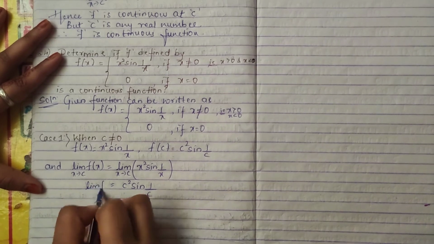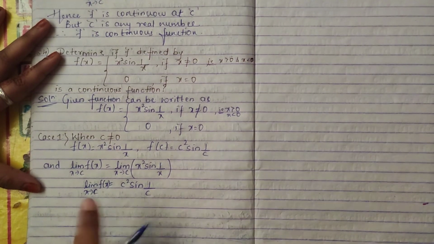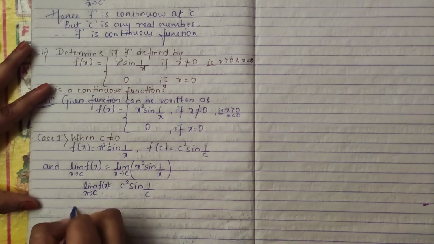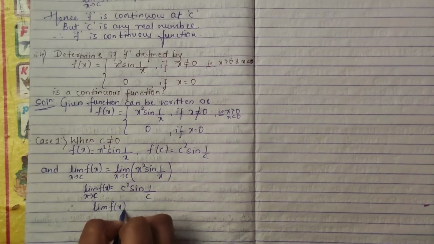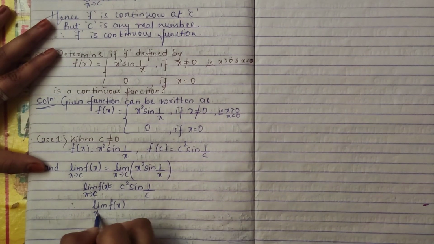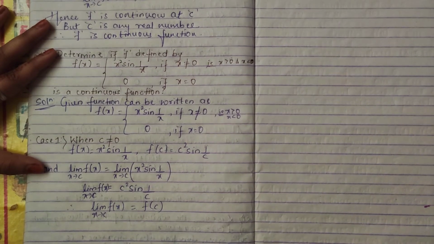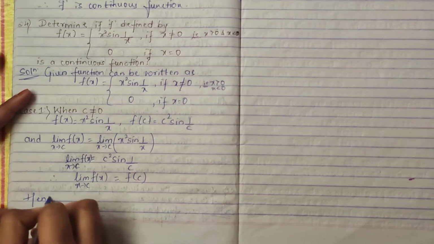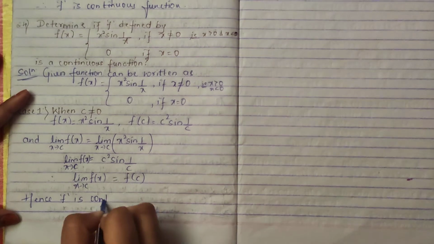So, you can see here, the limit as x tends to c and f of c are equal. Therefore, limit f of x as x tends to c is equal to f of c. You can write, hence f is continuous.